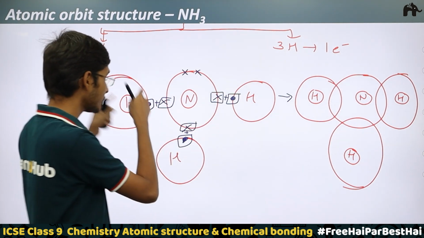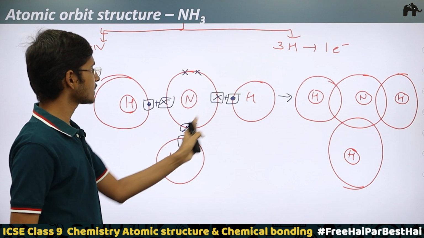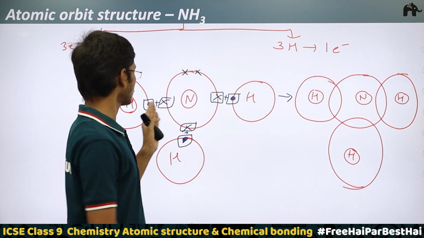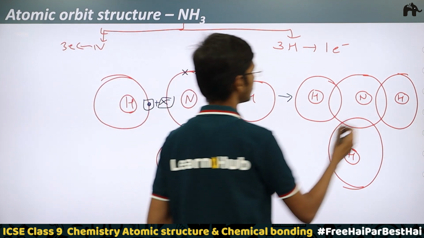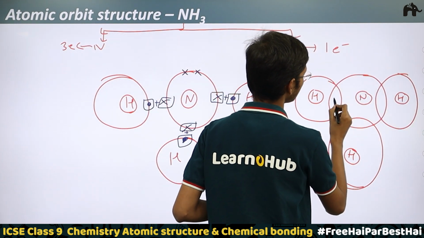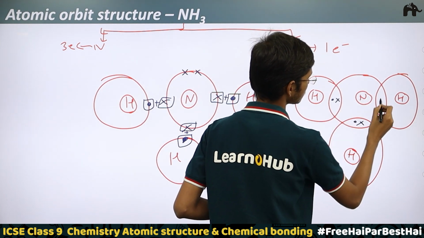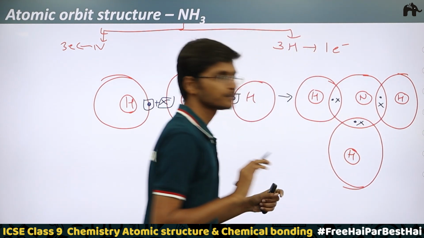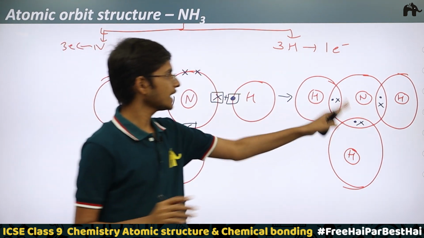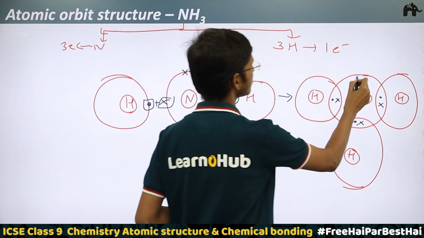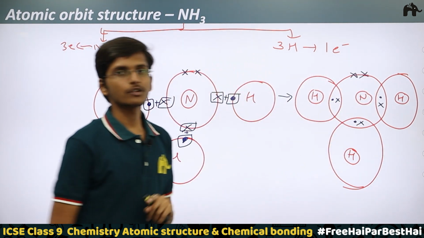Now pay attention to the symbols. Nitrogen atom's electrons are crosses, hydrogen atoms' electrons are dots. So dot cross, dot cross, dot cross. Three dot crosses I have to show here. And now the remaining two crosses on the head of the nitrogen here. Now count the electrons.